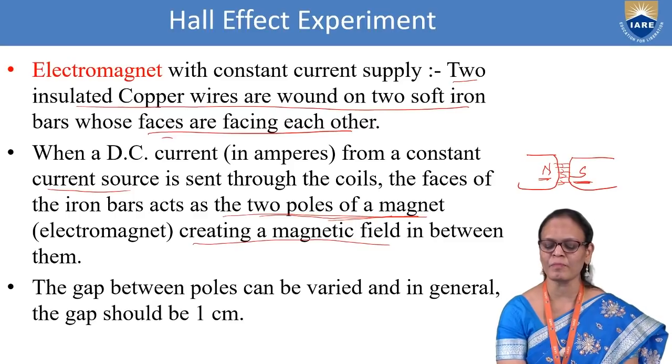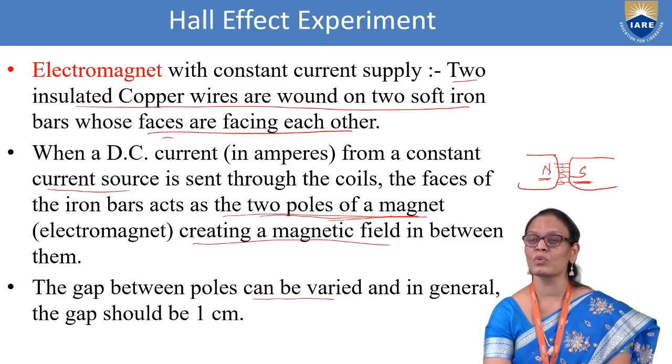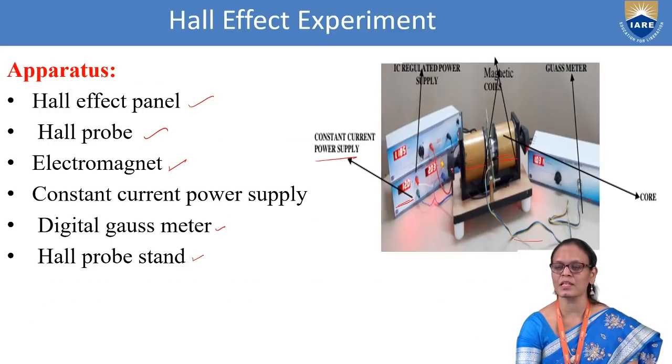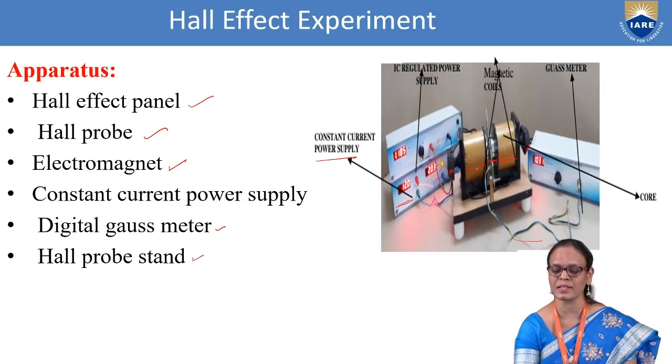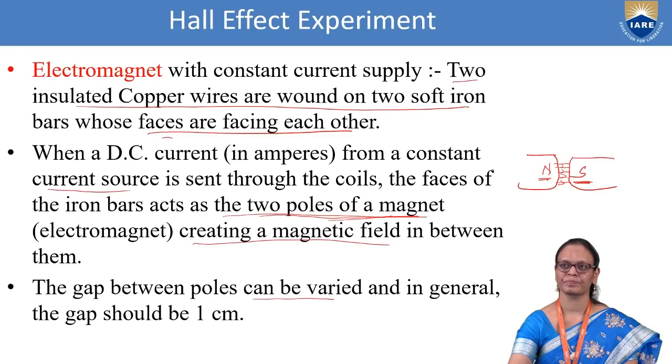Now the gap between the poles can be varied. So we have knobs to vary the distance; we can use these knobs to adjust the distance. This is the distance between the two knobs. We can adjust the distance using the two knobs. Generally, we keep a distance of say 1 to 1.5 centimeters between the two electromagnets.